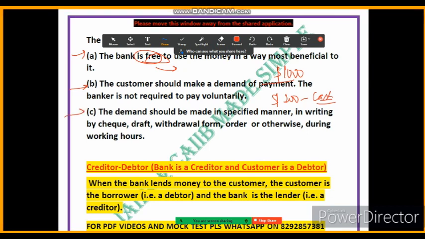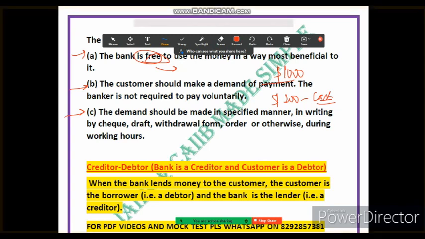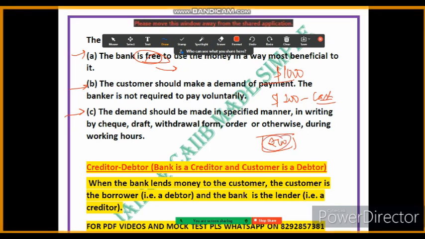Hopefully you have understood. The third point is that when you make a demand for payment from your bank, it should be done in a specified manner, usually in writing. This can be done through a check, draft, withdrawal form, or any other approved method. For example, if you want to withdraw money from your bank account, you need to write a check or fill a withdrawal form specifying the amount you want to withdraw. In the withdrawal form you will write, I want to withdraw $100. You need to submit this request during the bank working hours. Now that's all about this debtor-creditor relationship.